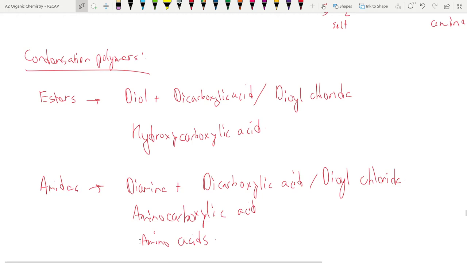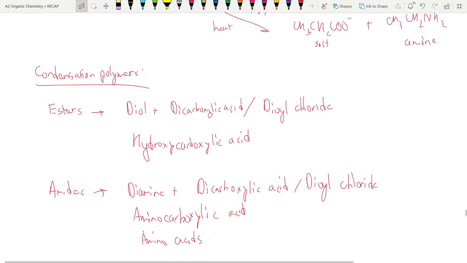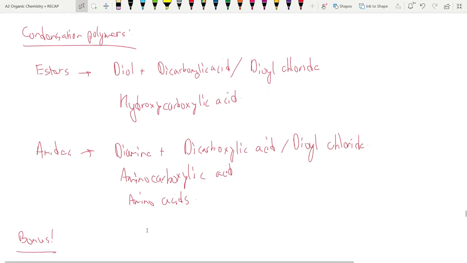Now, I didn't talk about polymers in detail, condensation polymers, but do remember this. Polyesters can be formed by reacting diols with either dicarboxylic acids or diacyl chlorides, or you can use a hydroxycarboxylic acid, something that has both an OH and a COOH group. That way, you don't need two monomers to form a repeat unit. But in the former, you need two monomers to form a repeat unit. The same goes for amides. You can use diamines and dicarboxylic acids or diacyl chlorides, or aminocarboxylic acids, namely amino acids.